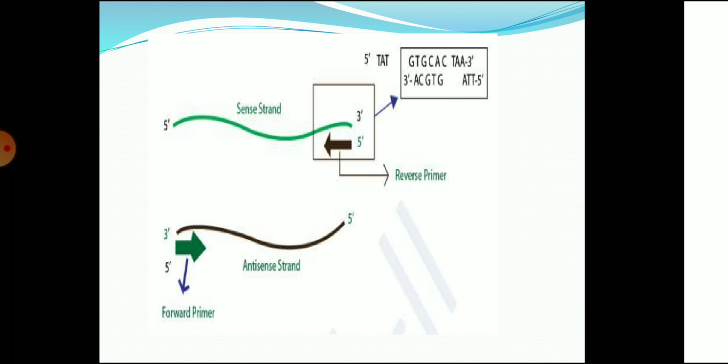Here you can see the structure of 3' and 5'. In the first structure, it begins with the 5' end with the sense strand and ends with 3', and in the case of the second structure, it begins with 3' with the antisense strand and ends with 5'.